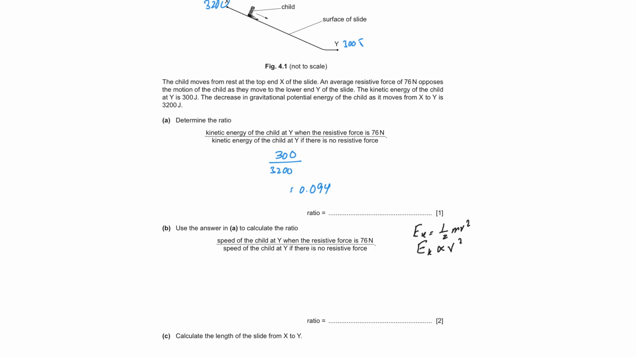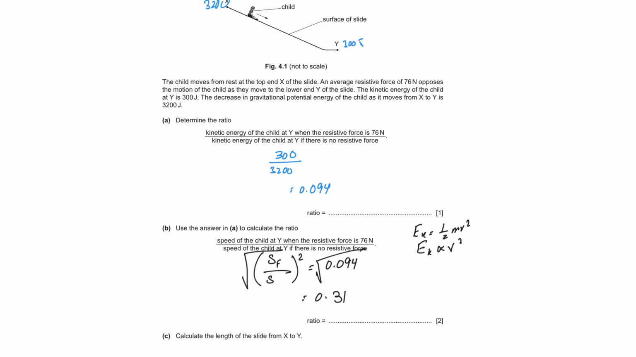So let's say speed when there are resistive forces upon speed when there are no resistive forces, the entire thing squared, is equal to the ratio of the kinetic energy, 0.094. Square root both sides and you get this ratio of the speed of the child when there are resistive forces to the speed of the child when there are no resistive forces. This comes out to be 0.31.